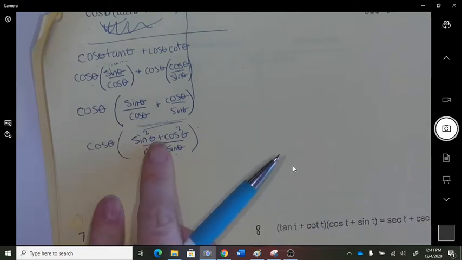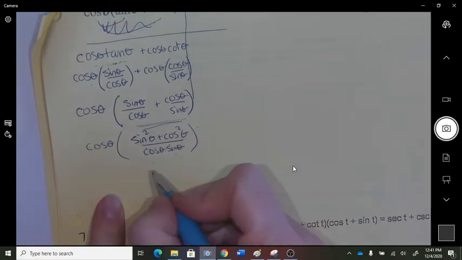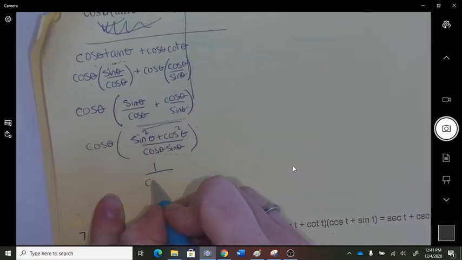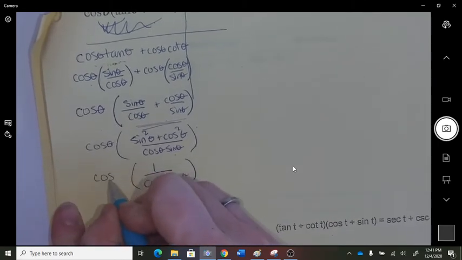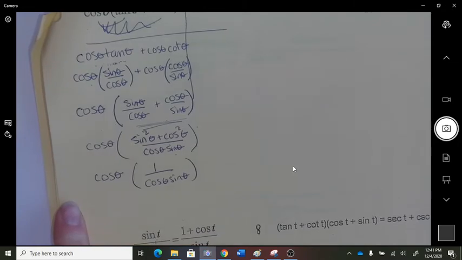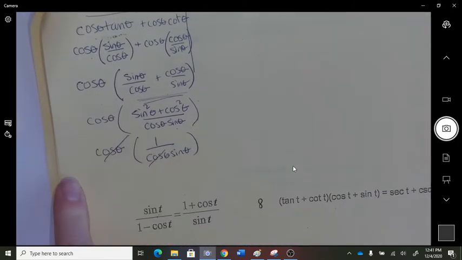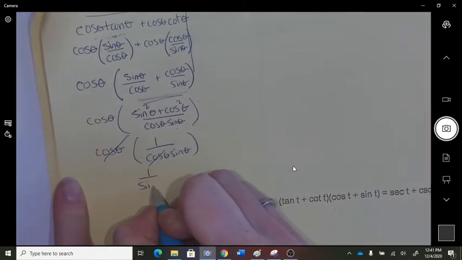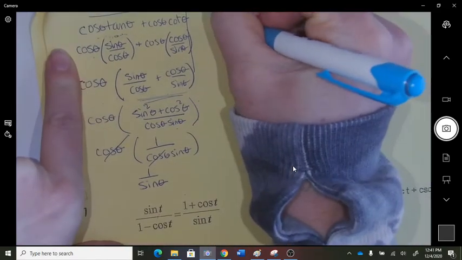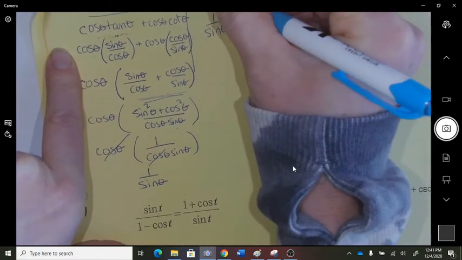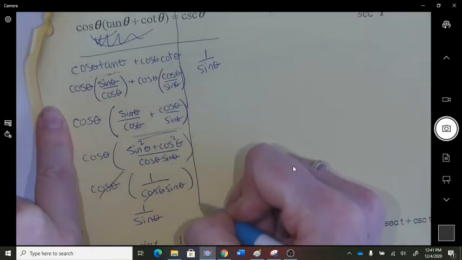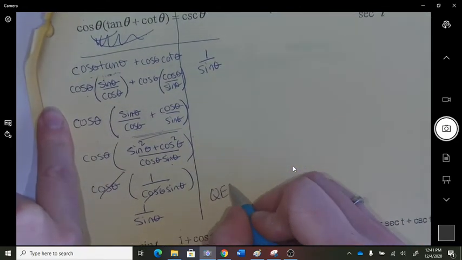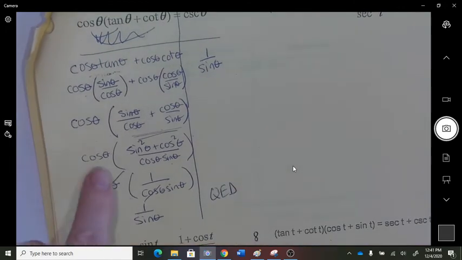Now I can see that I have a value of 1 here. So from there I can cancel that and I get 1 over sine theta, and on this side I could state 1 over sine theta as a replacement for cosecant, and then I'm done my identity. QED means done. I've proved it.